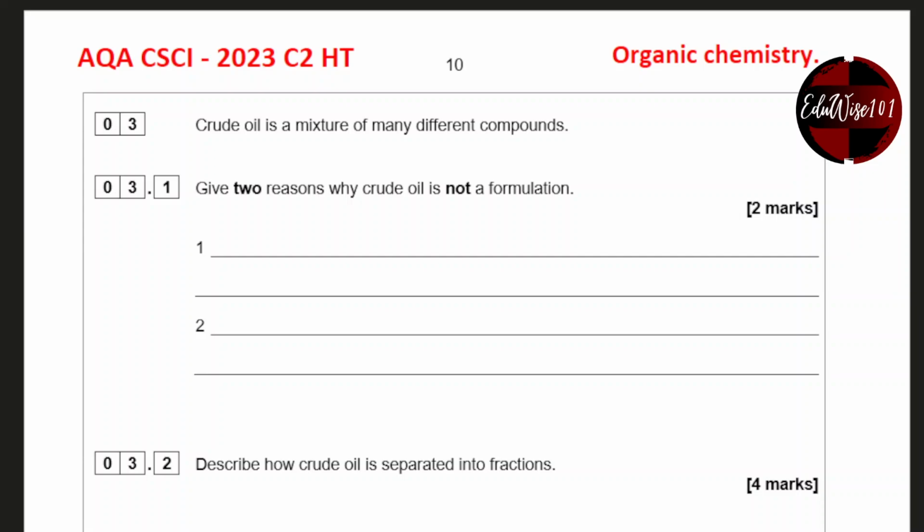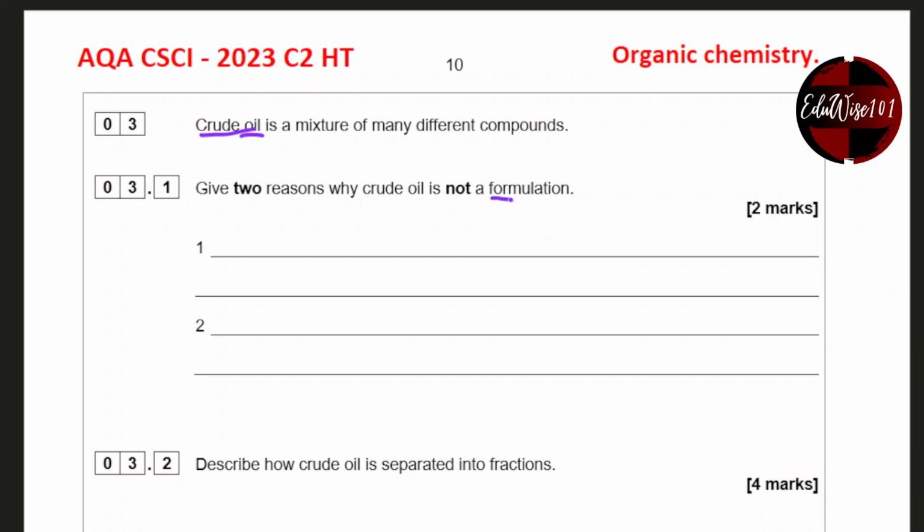In this video, I'm going to go through the AQA Combined Science Chemistry Paper 2 Higher Tier from 2023. Question number 3 is on organic chemistry. Crude oil is a mixture of many different compounds. So we have crude oil. Give 2 reasons why crude oil is not a formulation.